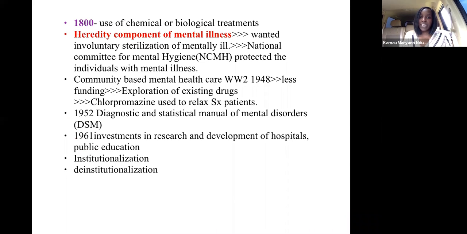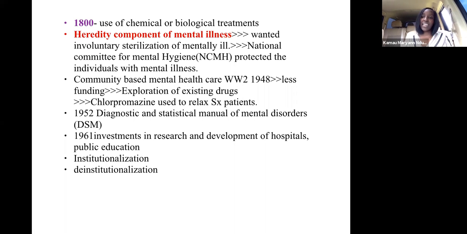So fast forward to the 1800s, now they start using chemical and biological treatments. And then they discovered that, hey, wait, I think there is a hereditary component to mental illness. So now they wanted involuntary sterilization of the mentally ill. Thank God for these people called the National Committee for Mental Hygiene that came in and protected individuals with mental illness.